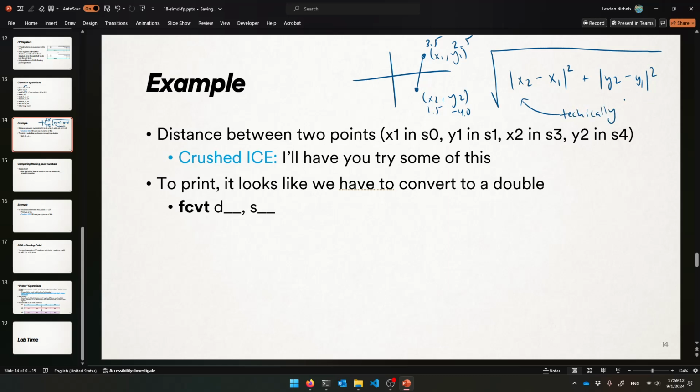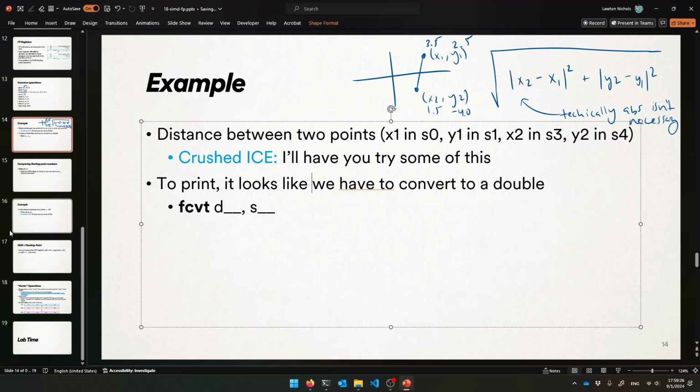Technically, you don't need abs. Abs isn't necessary, but we're going to use it anyway. I will have you try some of this. Stare at this slide, think of what you might use. We're just going to hard code some values, and when we want to print out our answer, even though we're going to use S registers here, we're using normal floats. When you print something with the printf function call, I think it always needs a double, so we're going to f-convert our S register answer into a D register answer, and then it will be happy magically.